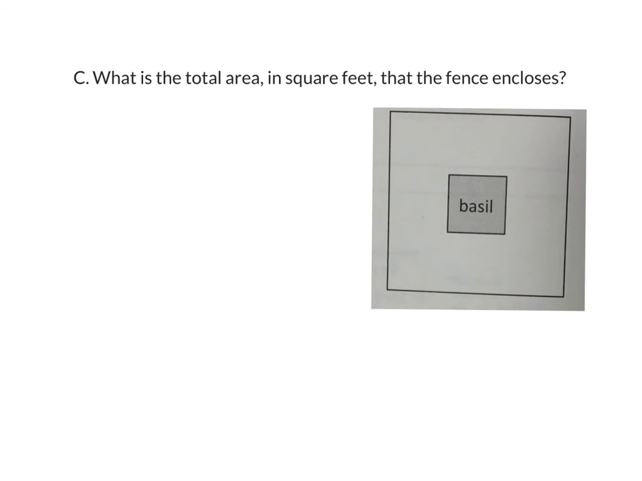Part C asks, what is the total area in square feet that the fence encloses? Well, in order to find the area, we have to multiply the length times the width, right? So what is the distance from here to here? How much? 5 and 7/8 what? Feet. What is the distance from here to here? 5 and 7/8 feet. Very good.